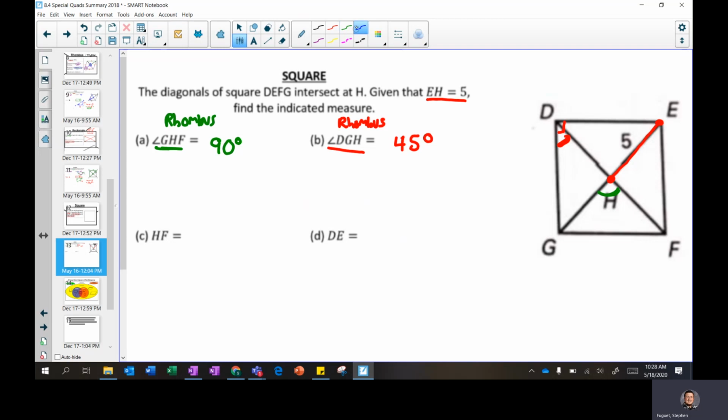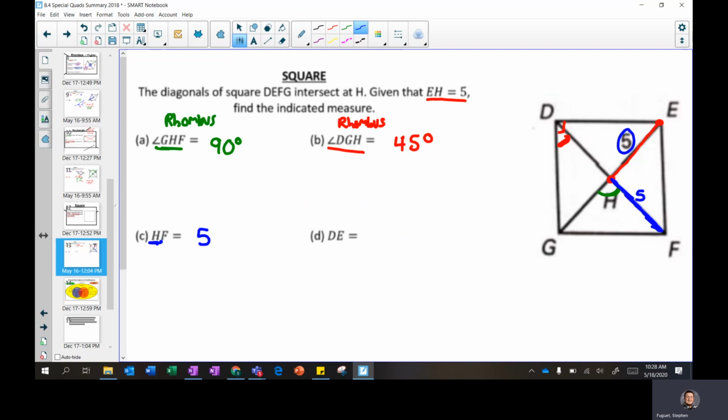Moving next to HF. In order to find HF, that's going to be this length right here. Also remembering that diagonals are equal. If this is 5, this side must also be 5. So right away we have the answer of 5. Lastly, we need to figure out the length of DE. And we can do this in a variety of different ways.